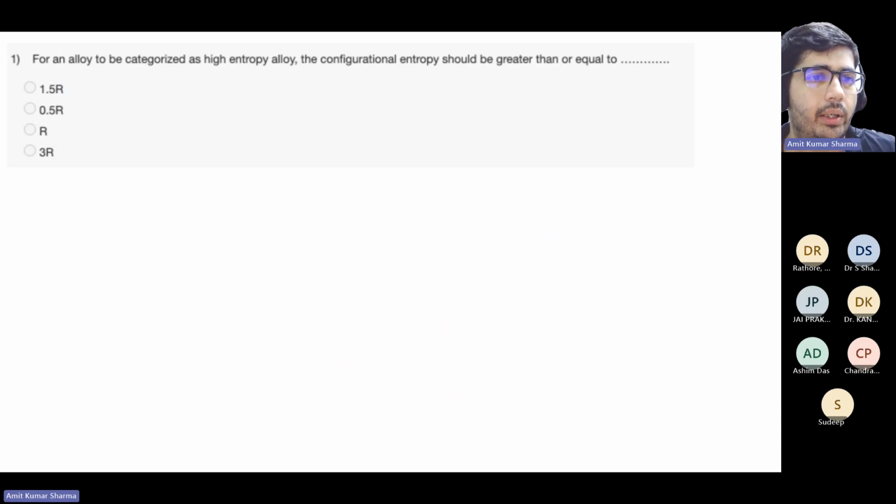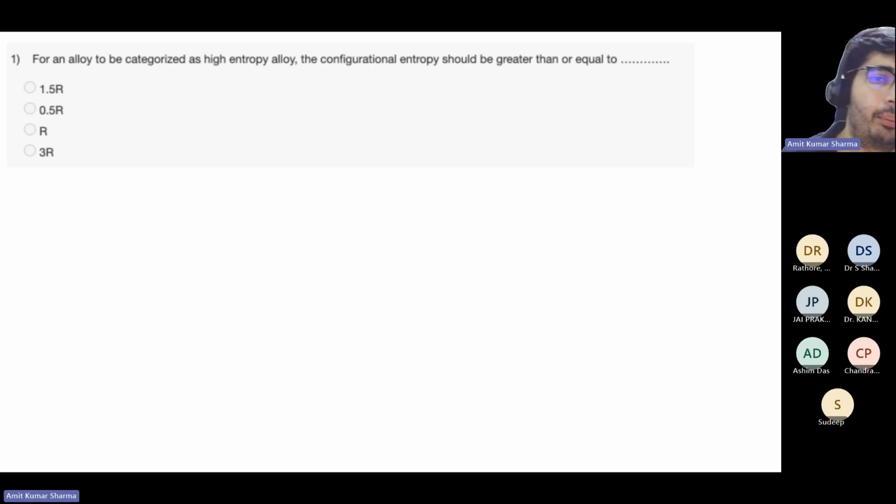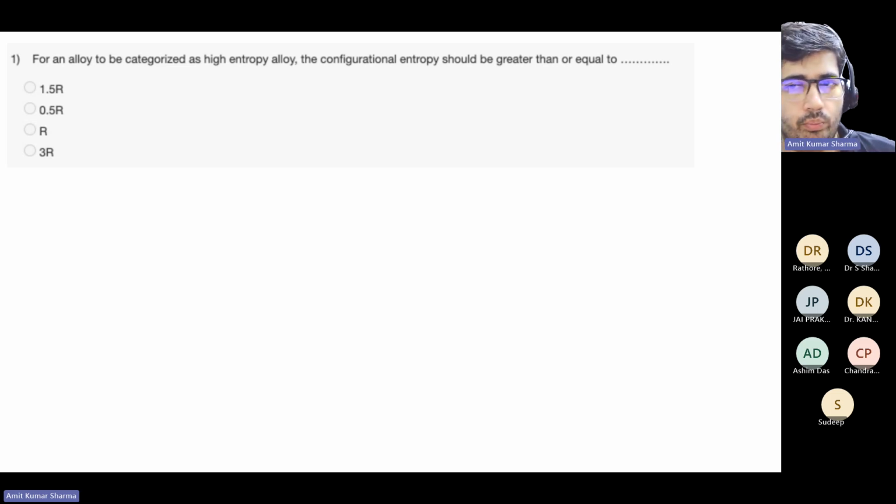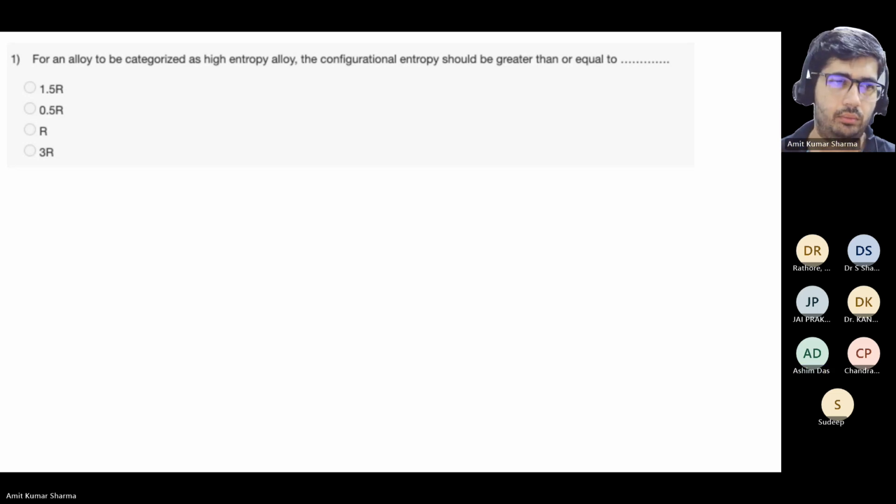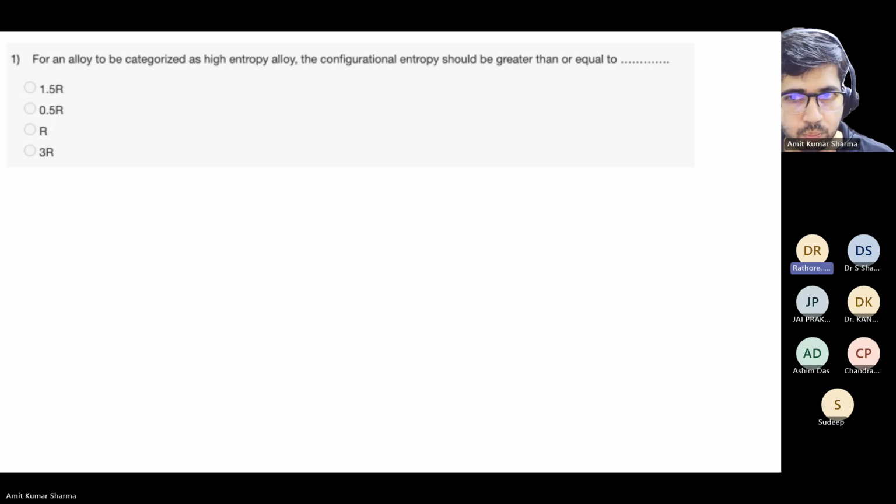For an alloy to be categorized as a high entropy alloy, the configurational entropy should be greater than or equal to 1.5 R, 0.5 R, R, or 3 R? It is 1.5 R. For what is this standard, SAE J2601? You have to check it online. Okay, J2601, that is not given here.